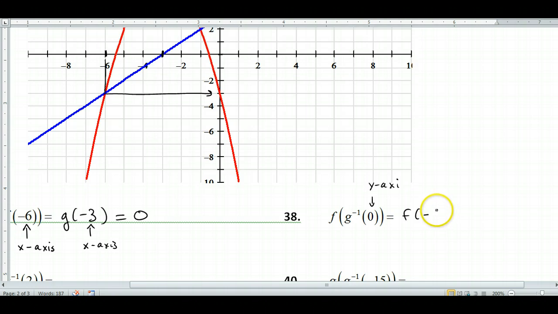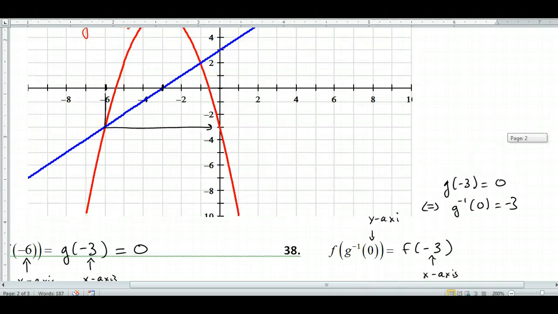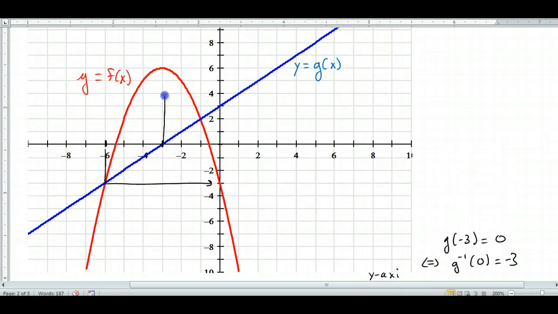Yeah, f of negative 3. But actually, this is what I said right here. If g of negative 3 is equal to 0, it's the same thing as saying g carries negative 3 to 0 if g inverse carries 0 to negative 3, right? And then negative 3, this one is on the x-axis, right? So negative 3 on the x-axis, and I want f. So it's going to be 6.